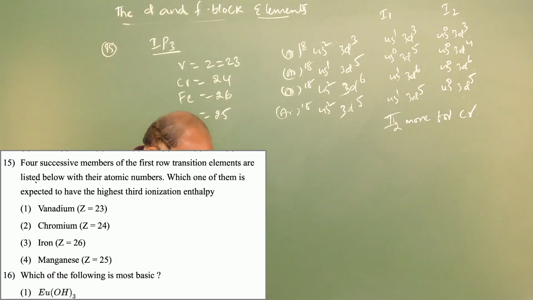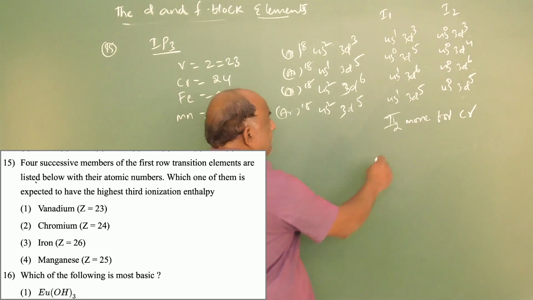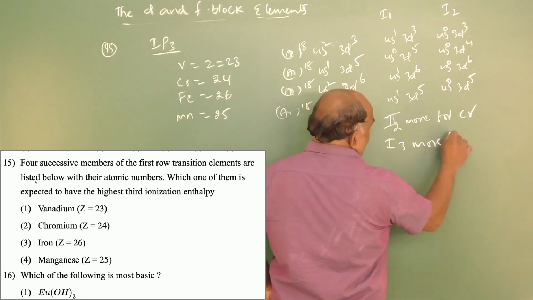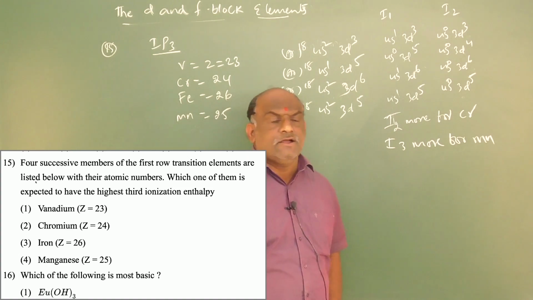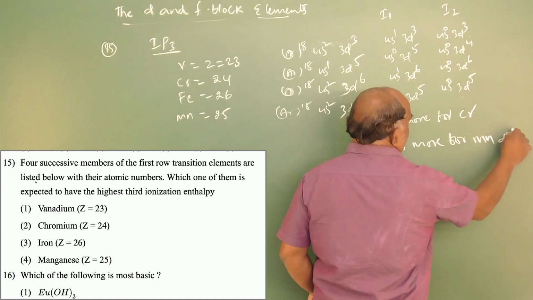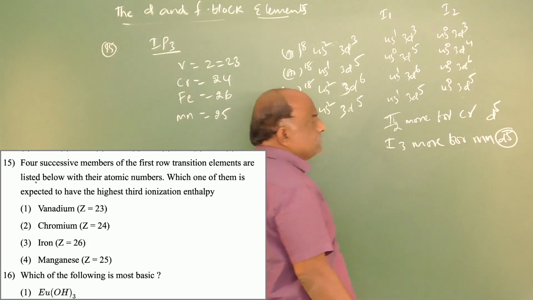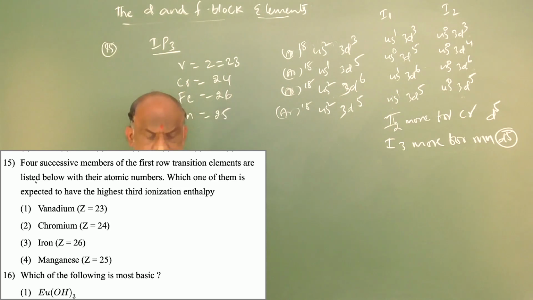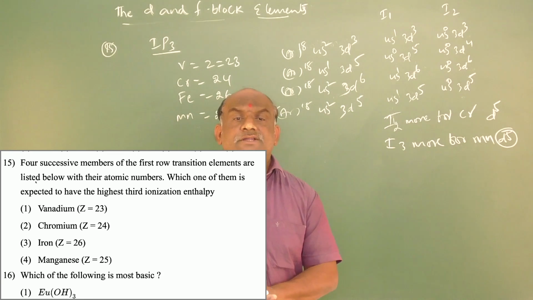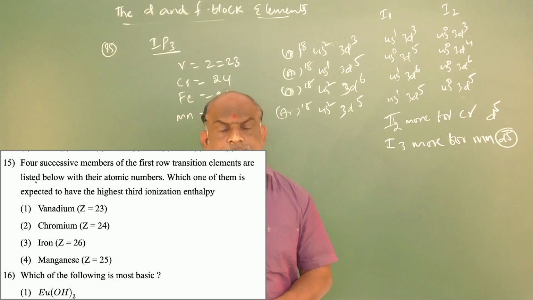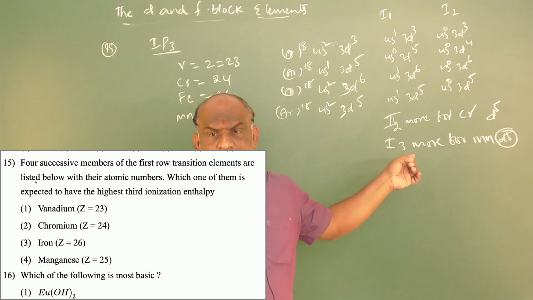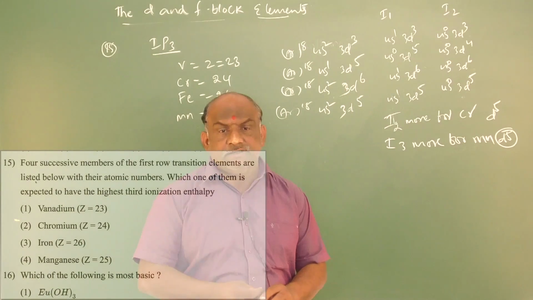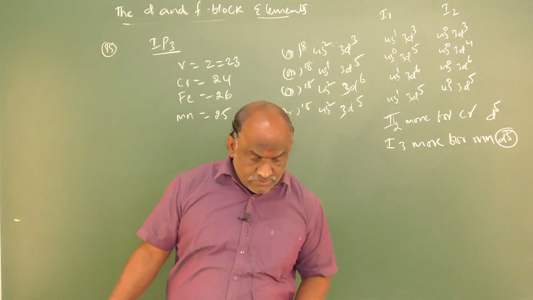So what will be the conclusion? I3 is more for manganese. What is the reason? Half filled electronic configuration, which is nothing but the d5 configuration. I2 is more for chromium because of the d5 configuration. Half filled and fully filled electronic configurations are more stable than partially filled ones. Due to this, the third ionization potential is maximum for manganese. So option number 4 is the right answer for question number 15, followed by question number 16.